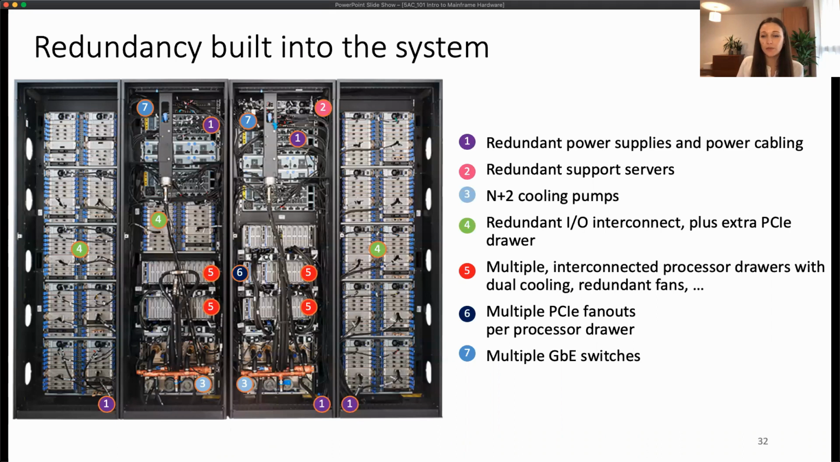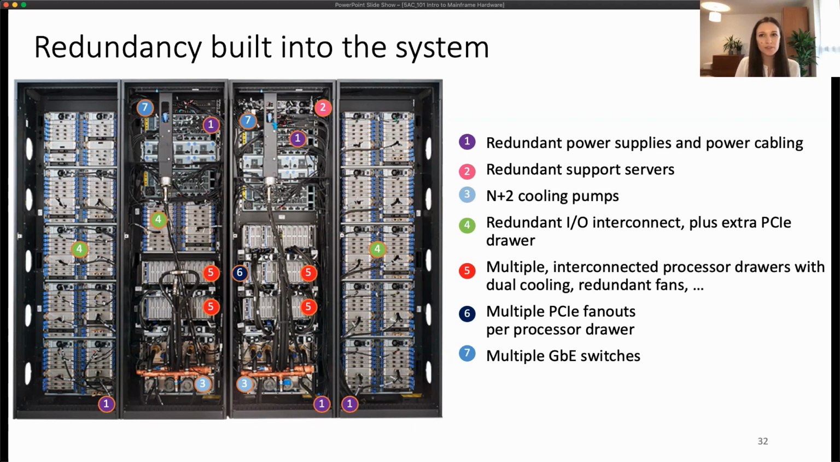So here we can see the z15 and a few examples of this sort of redundancy. We have redundant power supplies and power cabling. We have the redundant support servers. We have redundant cooling. So basically, all of those things are designed with the concept of redundancy in mind to avoid a single point of failure. So if there's a hardware failure within the machine, other parts can take over. Okay, so this kind of shows how the system itself is resilient.